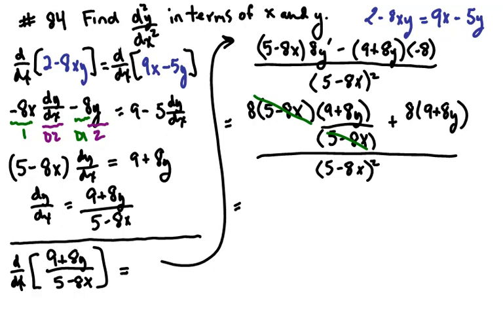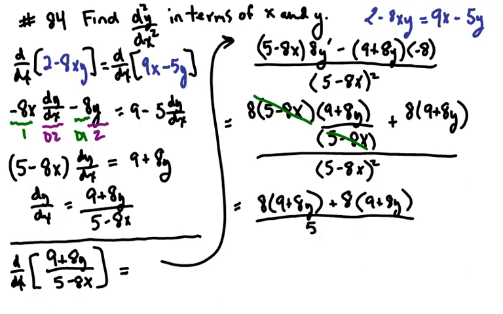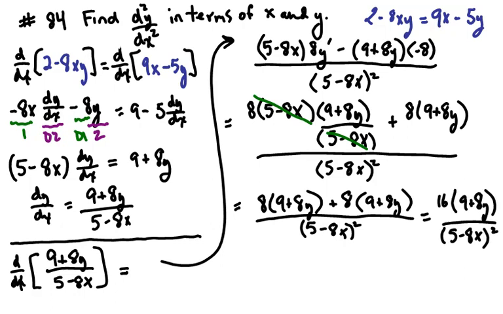So the factor 5 minus 8x cancels in the first term of the numerator, which leaves us 8 times 9 plus 8y plus 8 times 9 plus 8y over 5 minus 8x quantity squared, which then appears to be 16 times the quantity 9 plus 8y over 5 minus 8x quantity squared, which is not exactly like any of the answers that we have. So apparently the answer that we get, which is a very reasonable answer and looks like a lot of the other answers, it looks like what we're looking for is not there.